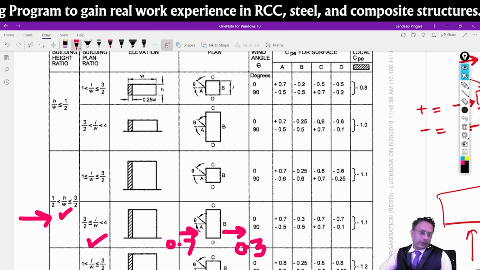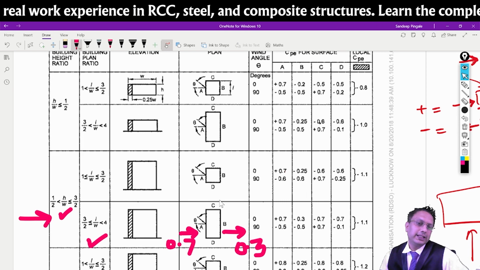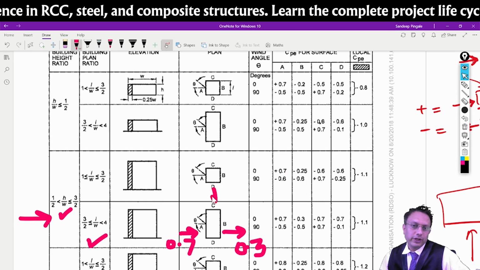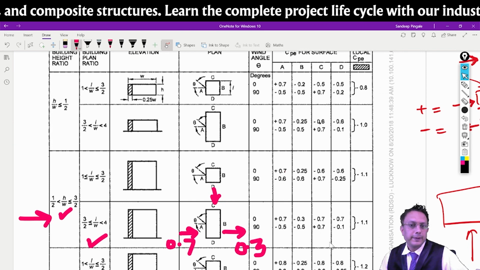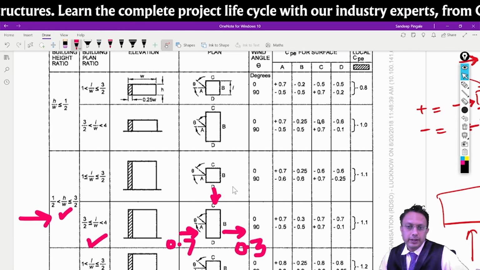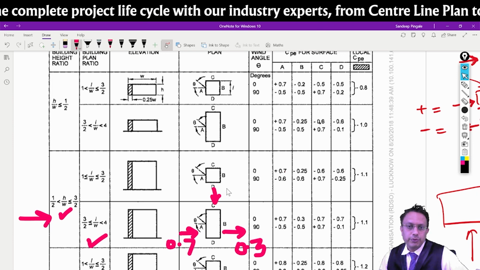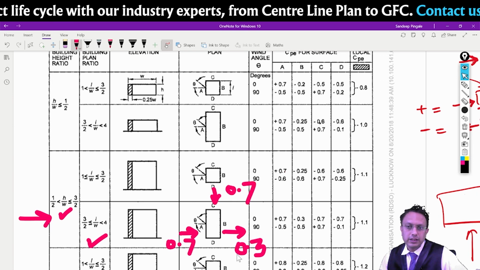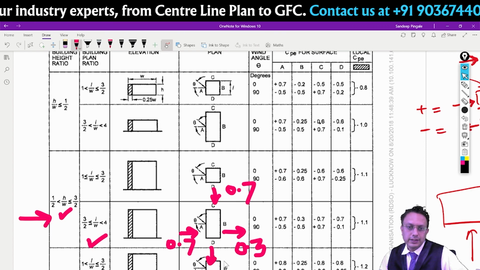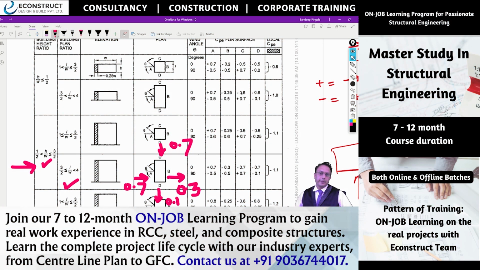Understood? Now coming to the 90 degrees. Now if you see the 90 degrees basically from this side, what would be the forces? This is coming how much? 0.7. This will come 0.1. Understood, everyone?